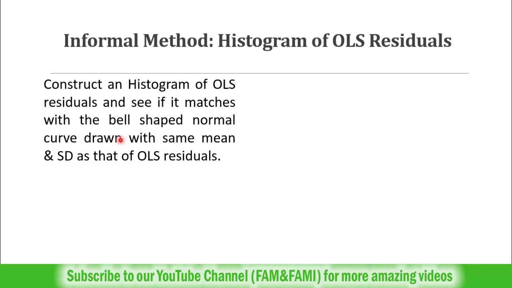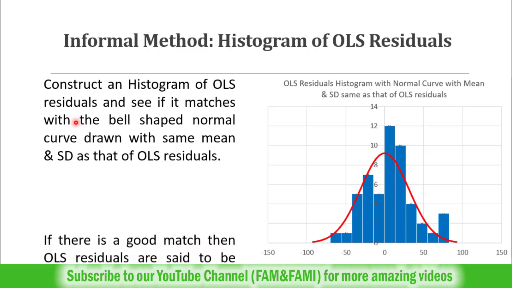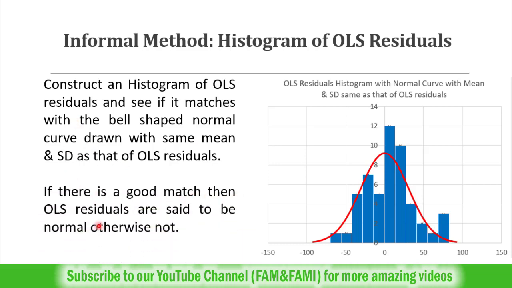Because a normal distribution has two parameters, mean and variance, we have calculated the mean from OLS residuals as well as the standard deviation. The square of the standard deviation is the variance, so we have two parameters with us. Once we have these two parameters in hand, we can construct a normal density curve, and then we can match the histogram of OLS residuals with this normal density curve. If there is a good match, then the OLS residuals are said to be normally distributed, otherwise not.